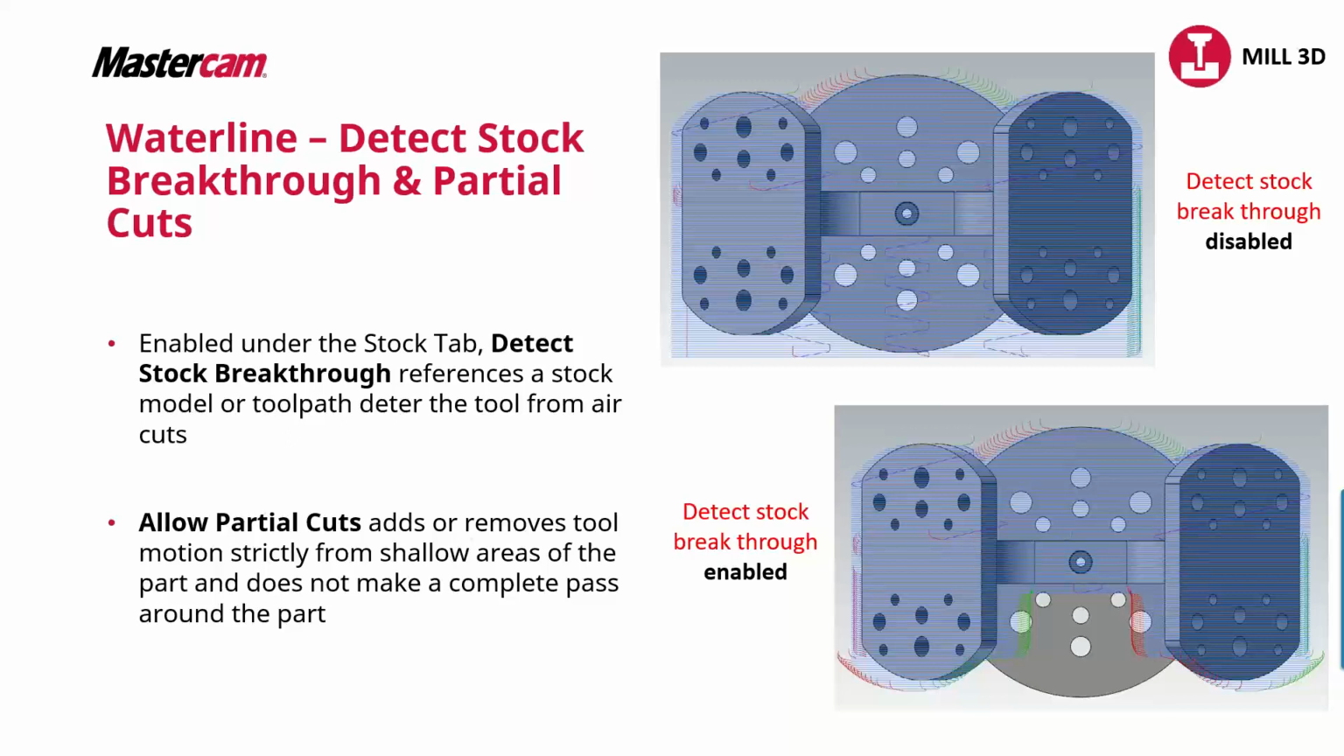Also in Waterline, we have the ability to use allow partial cuts. This is going to add and remove tool motion strictly from shallow areas of the part, and it does not make a complete pass around the parts. So no closed cuts and unclosed contours. So let's take a look at this and get a better idea on what exactly is going on when we're detecting stock breakthrough.